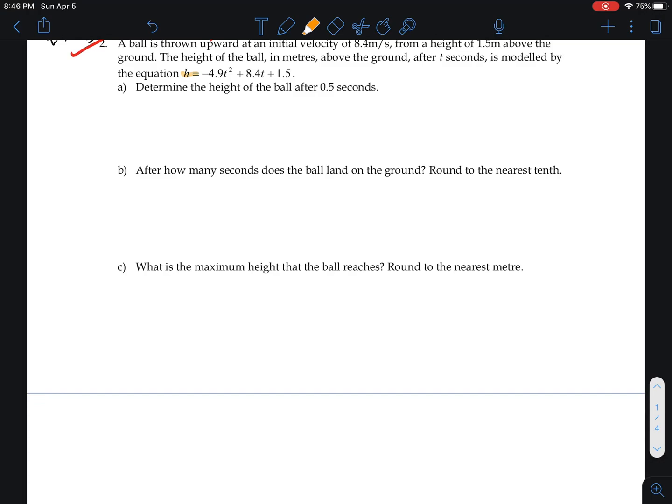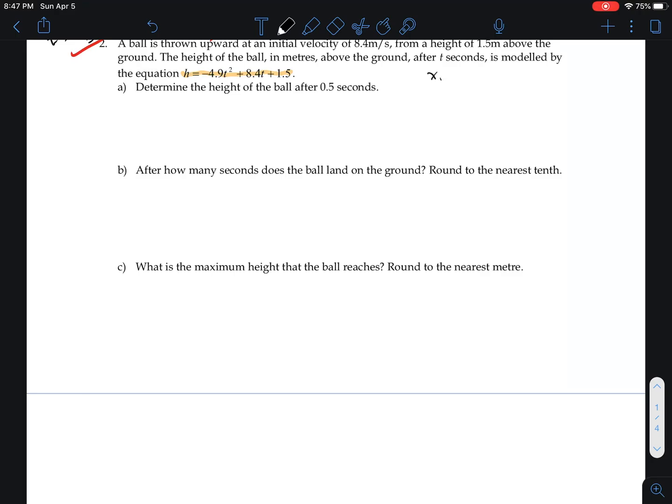So right off the bat, you can see that the equation is written in a different form, right? So it's no longer vertex, it's in standard form. And so we need to do different processes dealing with standard form than we do with vertex form. But for part A here, it wants you to determine the height of the ball after half a second. So that's not unlike the first question, or part A of number 1, right?